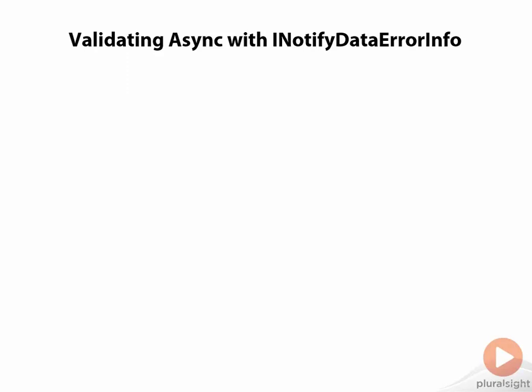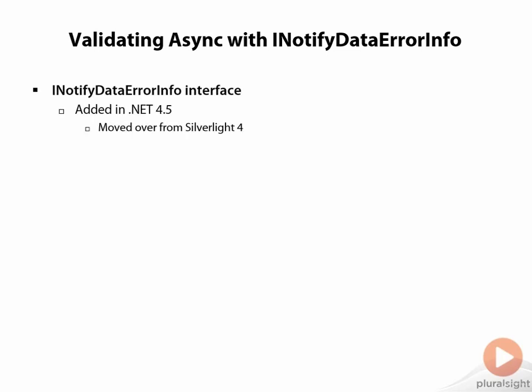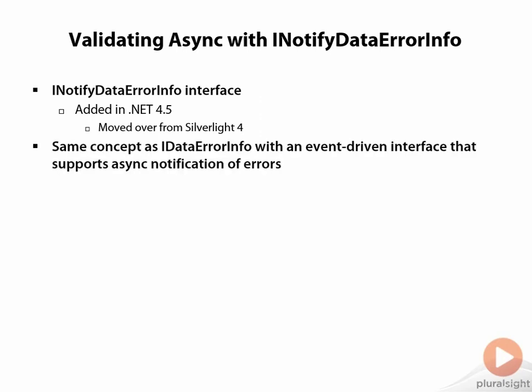Now, a new interface that was added in .NET 4.5 that's similar to IDataErrorInfo is INotifyDataErrorInfo. This was originally defined in Silverlight 4 and was added to .NET 4.5 for WPF. It's the same basic concept that the binding can go and query for errors after it's gone and set a property, but it's done with an event-driven interface that allows you to go out asynchronously after the property has been set, trigger some validation rule that may take a long time to execute, such as calling a service, and whenever the results come back, you can raise an event that will cause the binding to requery for errors.